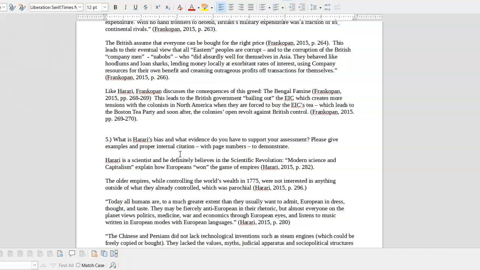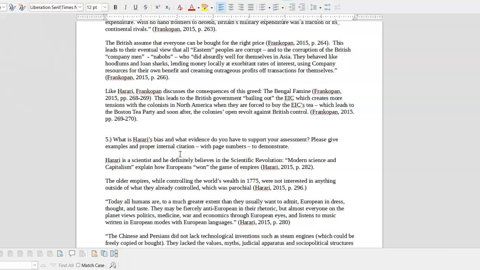Like Harari, Frankopan discusses the consequence of this greed, the Bengal famine, which leads to the need for the British government to bail out the EIC. He actually uses the phrase, I think on page 270 maybe, that the EIC was too big to fail.